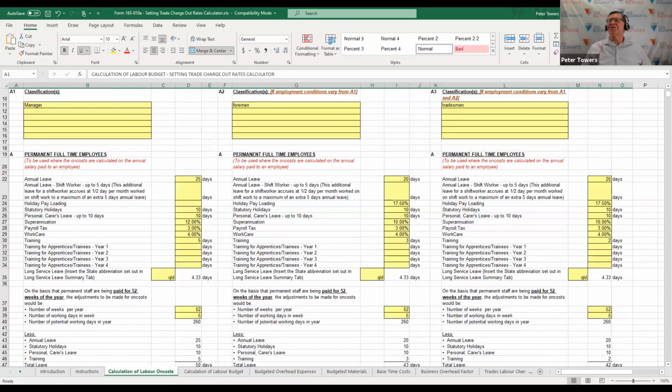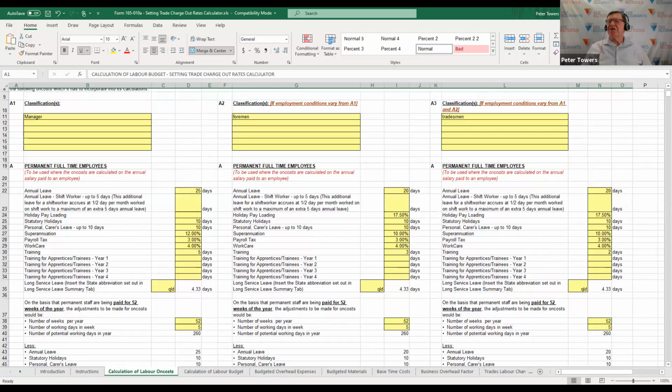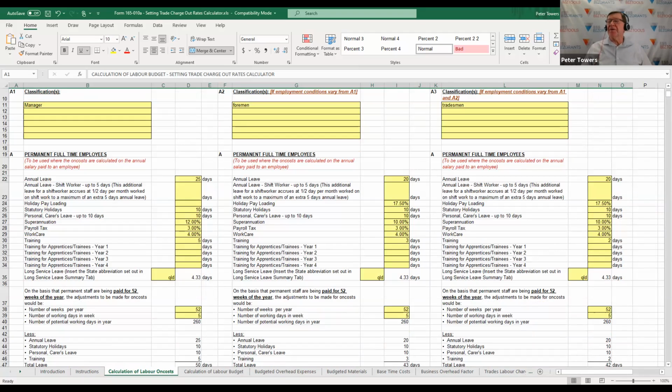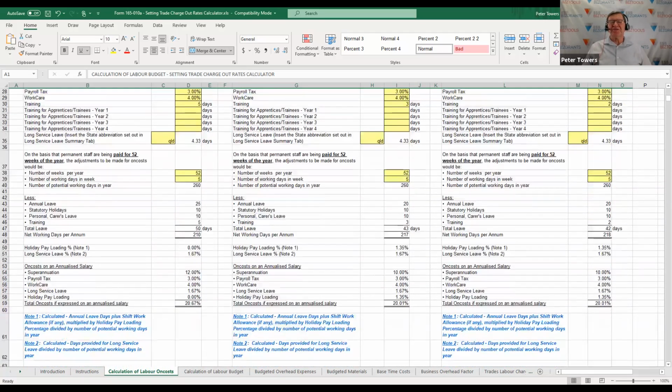The next person group we had was foreman. They have annual leave of 20 days. They get paid the holiday pay loading of 17.5%. They get 10 days off for statutory, 10 days off for personal. 10% is their superannuation, and they're doing 3 days training. They're in Queensland, so the system's made the calculation, and their on-cost percentage is 20.1%.